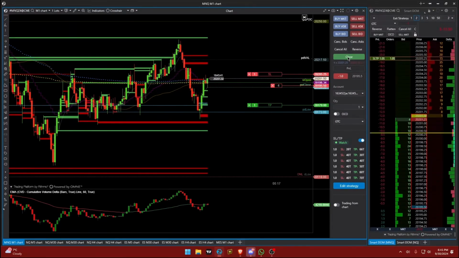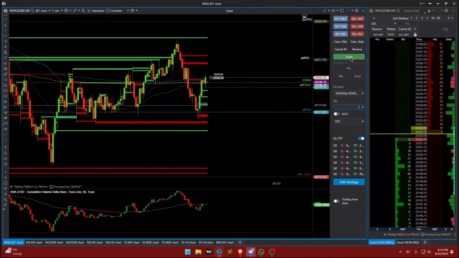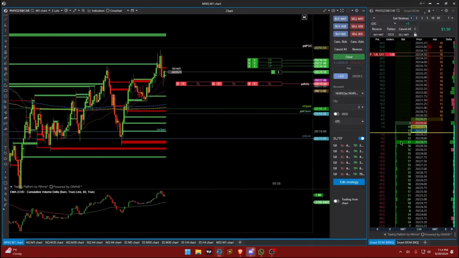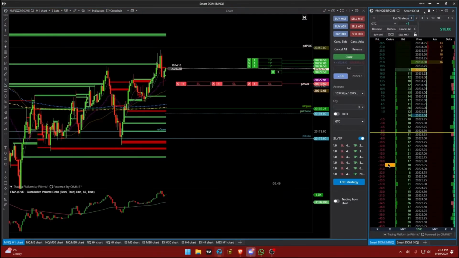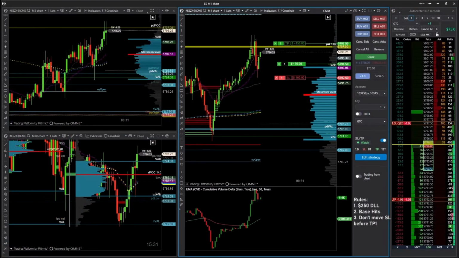Right now I took this short. It looks like a 35-1, but it didn't play out. Then a 24 EMA backtest in an uptrend. I took it both on NQ and ES.